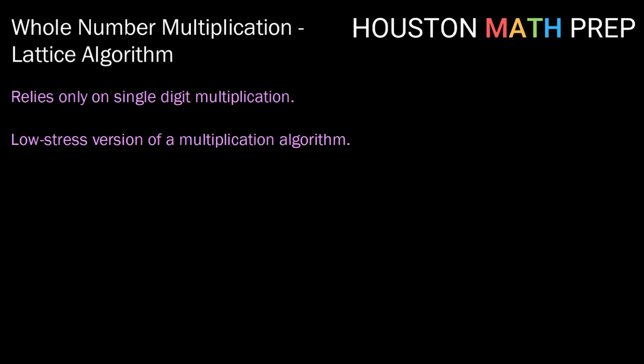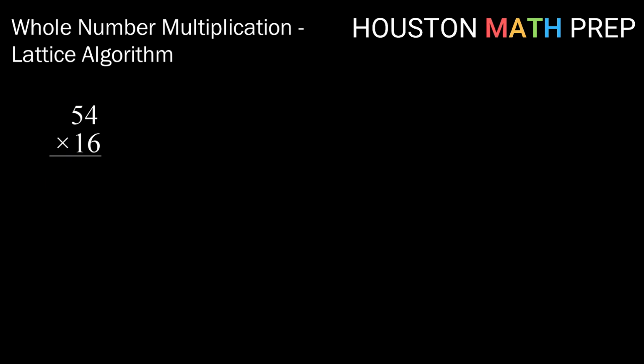In this video, we're going to take a look at the lattice algorithm for whole number multiplication. This algorithm relies only on single-digit multiplication. Because of this, it is often referred to as a low-stress version of the multiplication algorithm. This also is a very visual approach. So let's dive in. Taking a look at the problem 54 times 16.